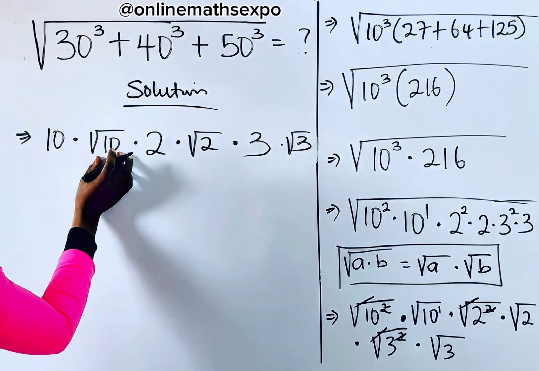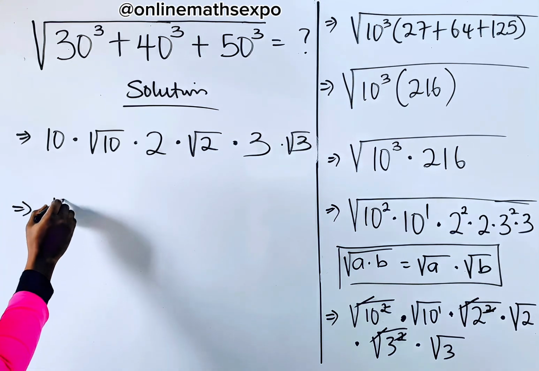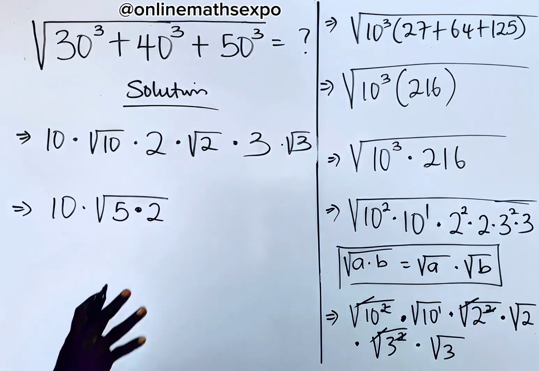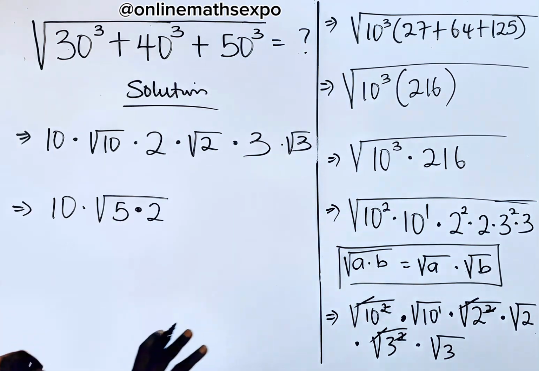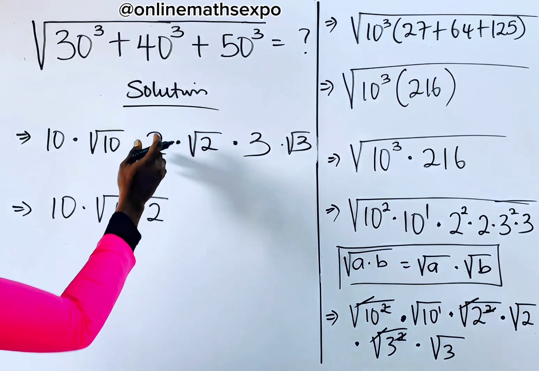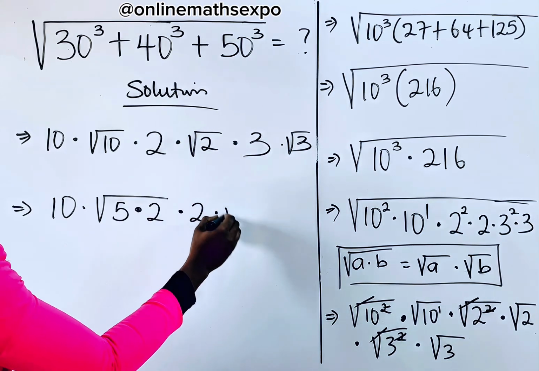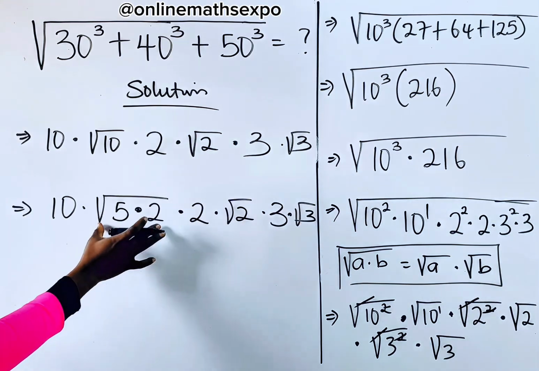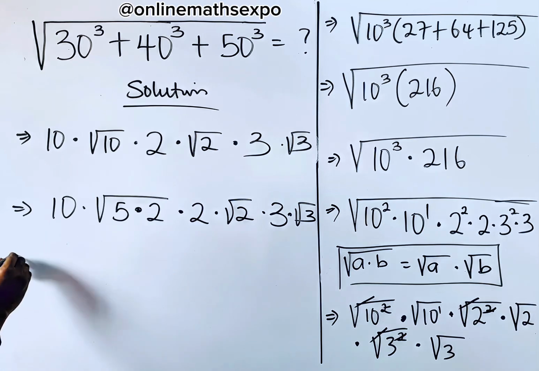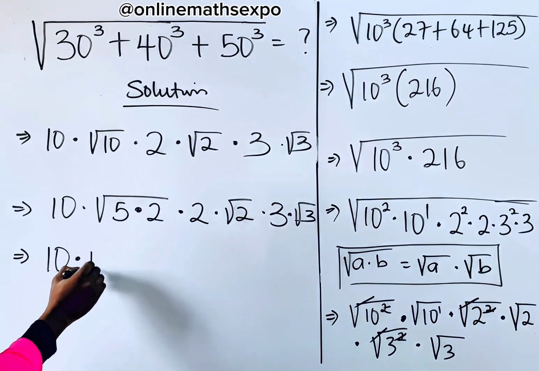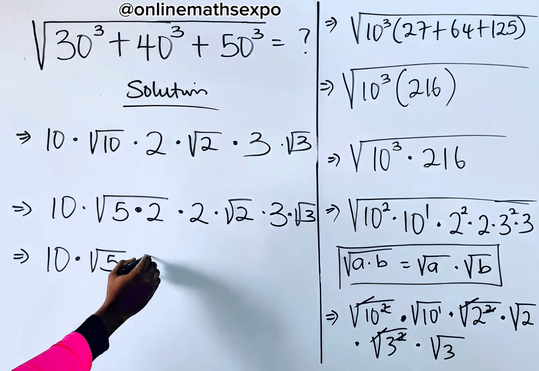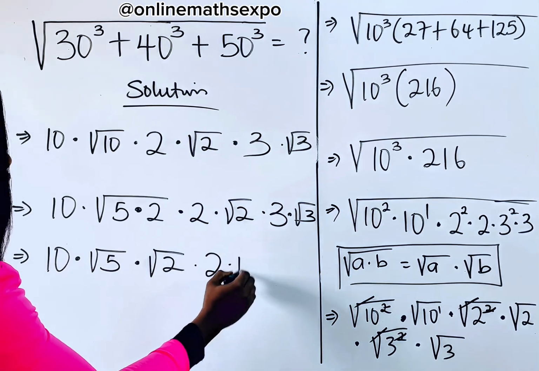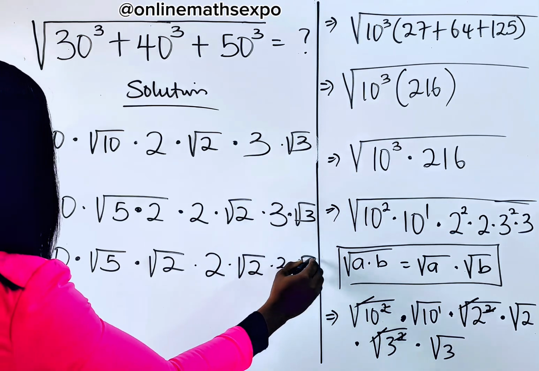Interesting. This root 10 is the same as root of 5 multiplied by 2. We are meant to simplify, okay? So we should leave everything simplified. So we multiply this by 2, multiplied by root 2, multiplied by 3, and then root 3. So split this using what you have stated earlier. So we have 10 multiplied by root of 5 multiplied by root of 2, okay? Then multiplied by 2, this is root 2, then multiplied by 3, okay?